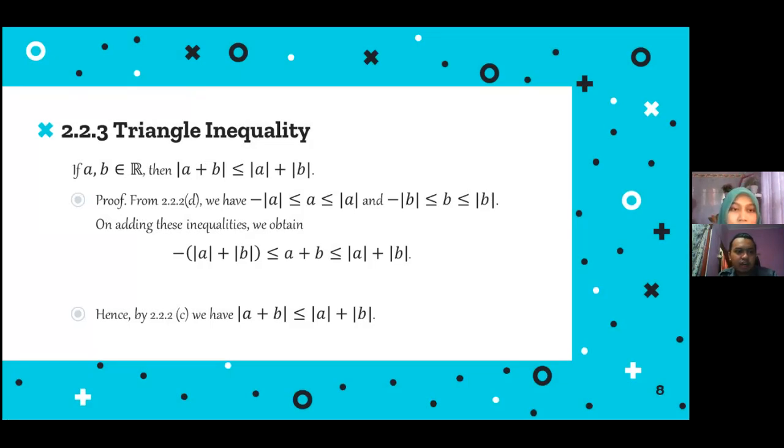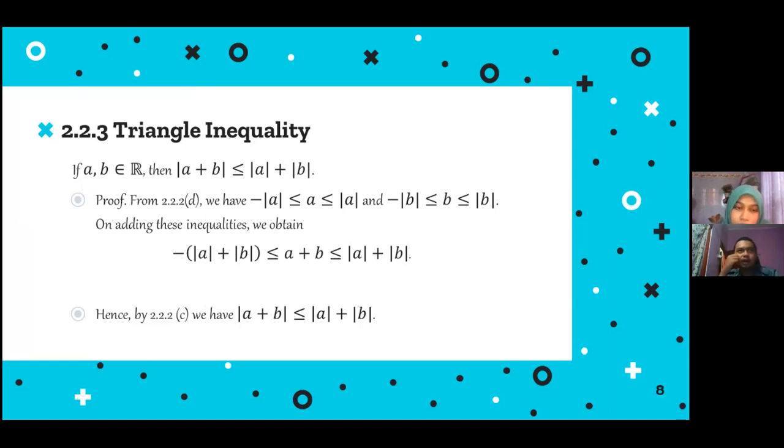Then the next is the triangle inequality. It says that if A and B are elements of the real number set, then the absolute value of A plus B is less than or equal to the absolute value of A plus the absolute value of B.